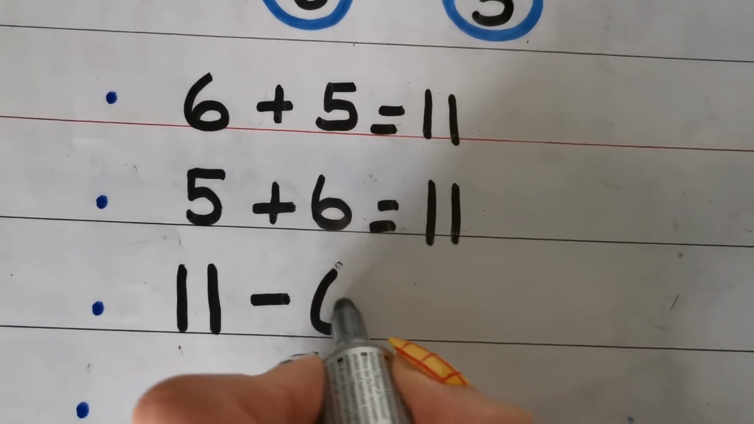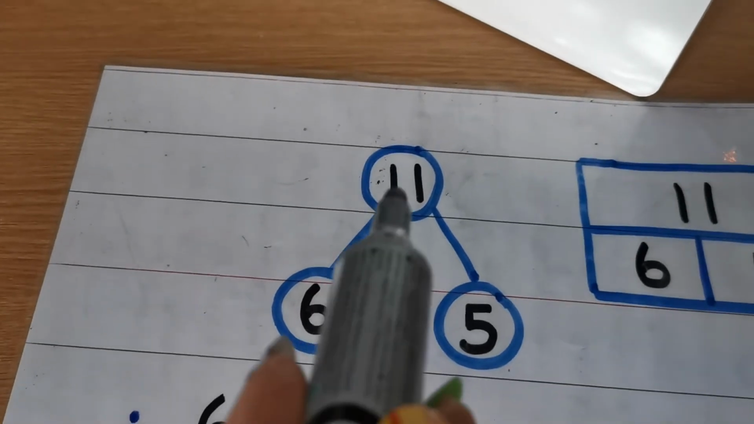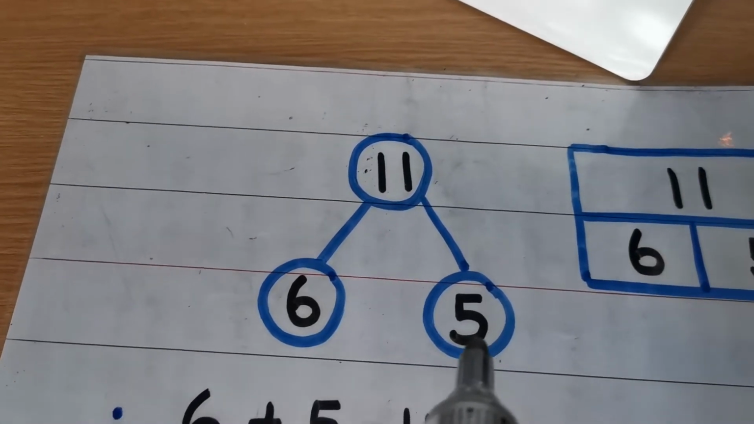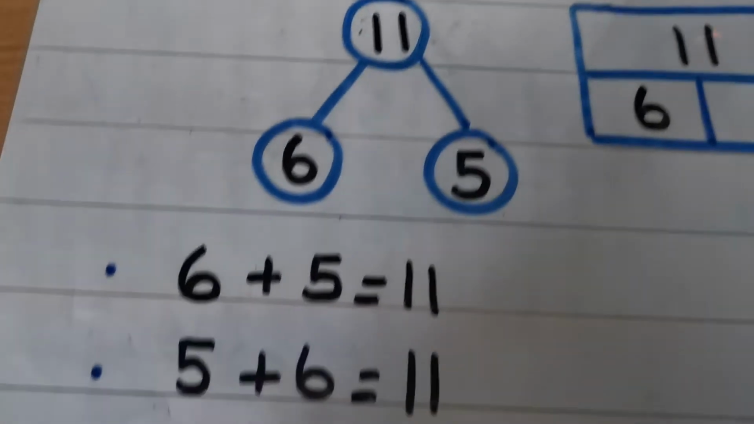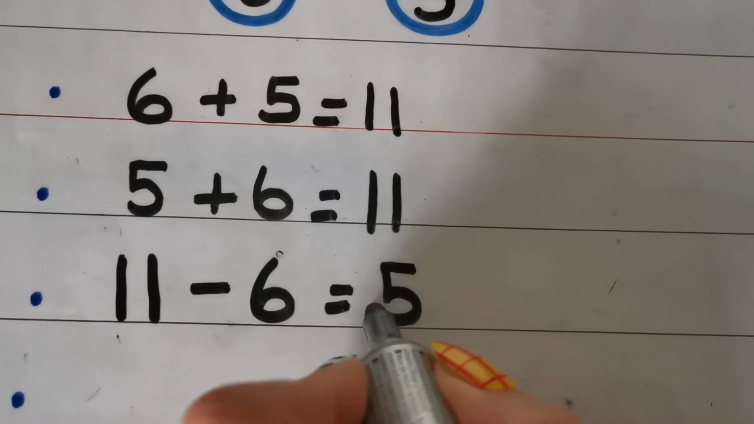take away 6 equals, you don't need to work it out because it's there on the part whole model. 11 take away 6 equals 5. That's right. So 11 take away 6 equals 5.